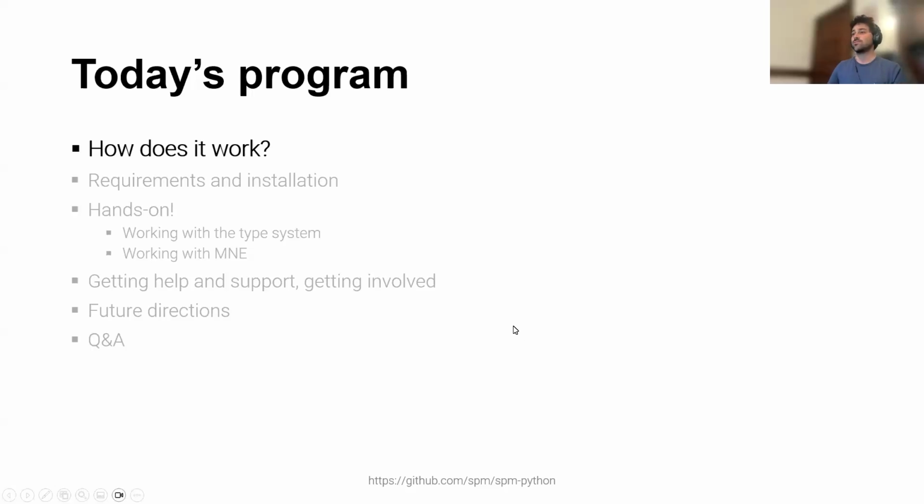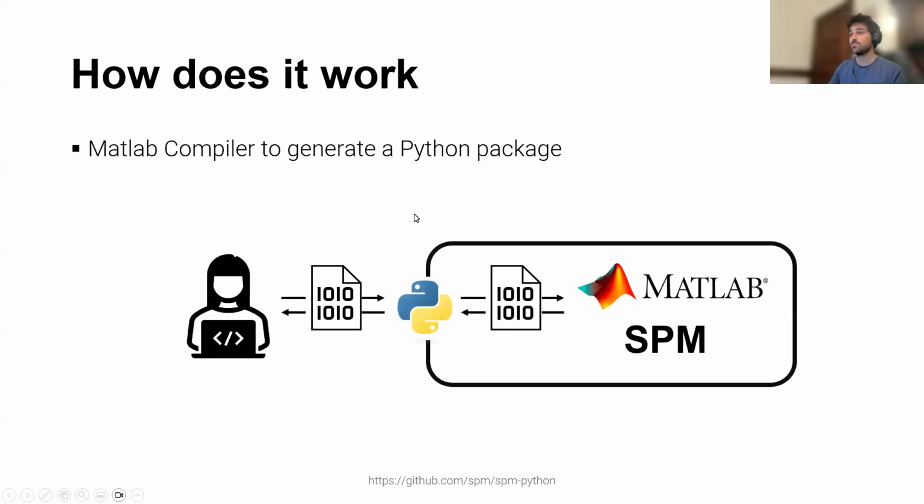How does SPM Python work? So basically, MATLAB provides us with something called MATLAB Compiler that allows us to take a project that is fully written in MATLAB, like SPM, and then wrap it into a Python package. The only problem is that it's a bit hard to understand how to interface with this Python package, because MATLAB doesn't expose most of the functions that are in the package. So you kind of have to try and guess what you can call on the package, and it's not convenient to work with.